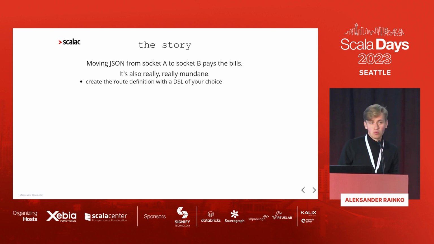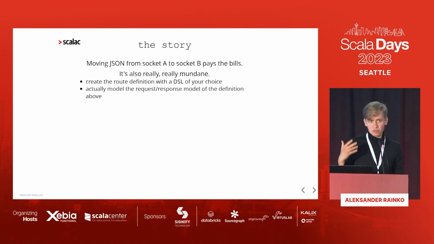So first of all, we have to create a root definition with a DSL of our choice. So that's your http4s, things of the world, right? There's always some code right there. And then once we've done that, we actually need to model the request and response model of the definition above, because there's always some things that come in and some things that come out, right? There needs to be a model.